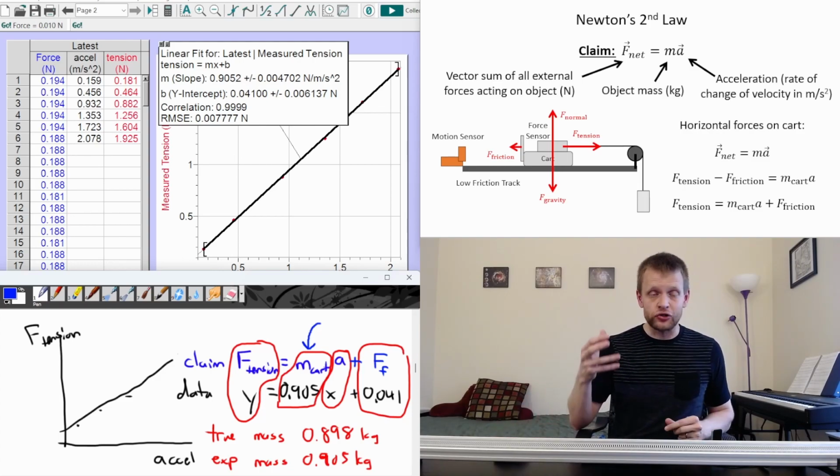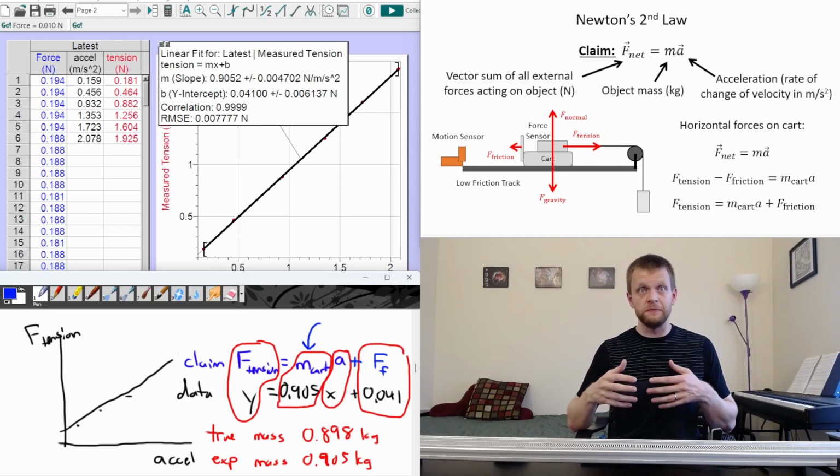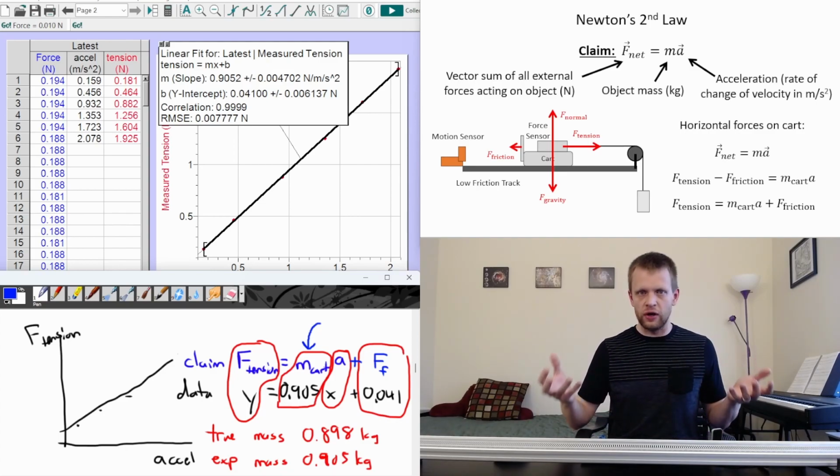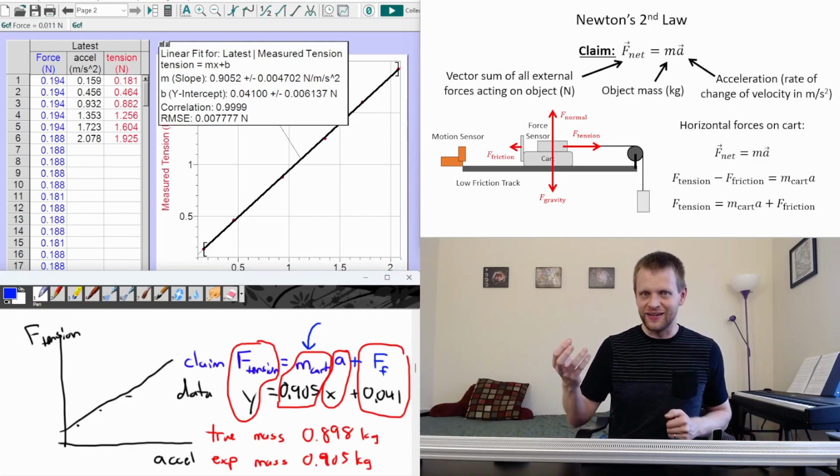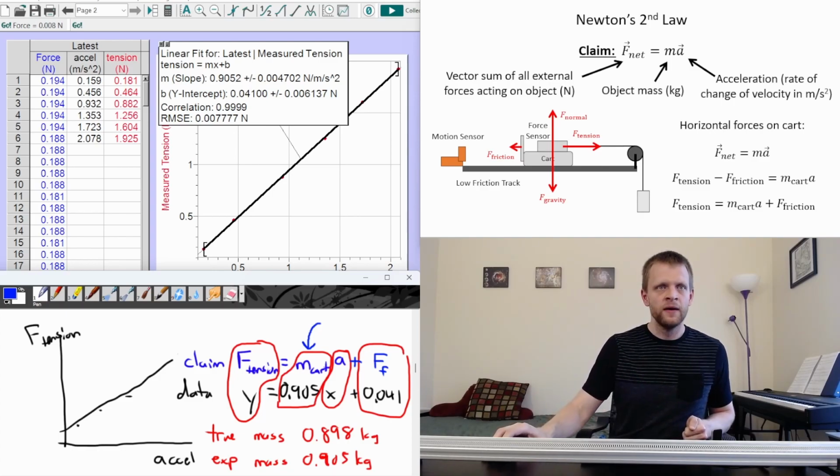So again, this is strong evidence in support of Newton's second law, and in future videos we'll basically be looking at other cases where Newton's law comes into play, and we're going to, again, see more and more cases where Newton's second law does actually reliably match with the data that we're taking.